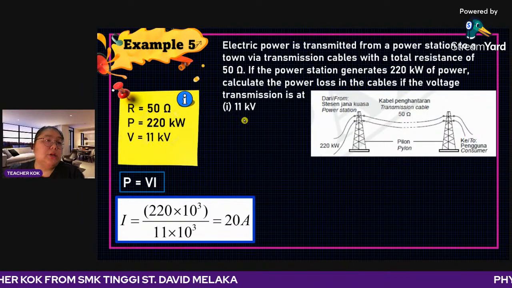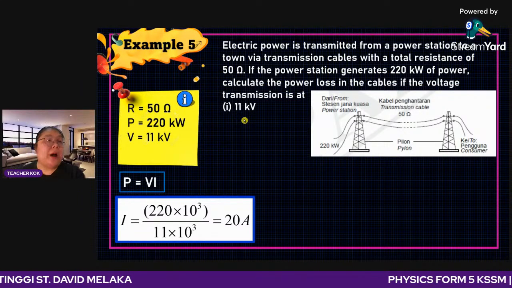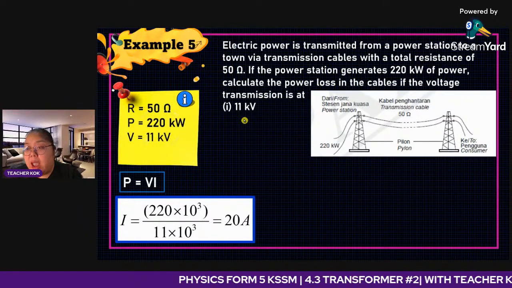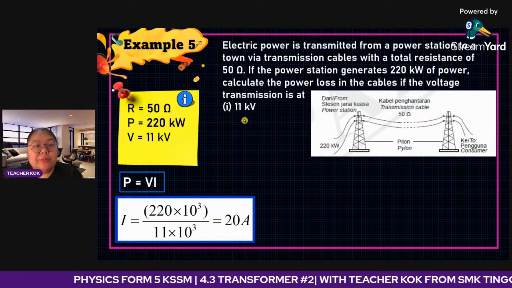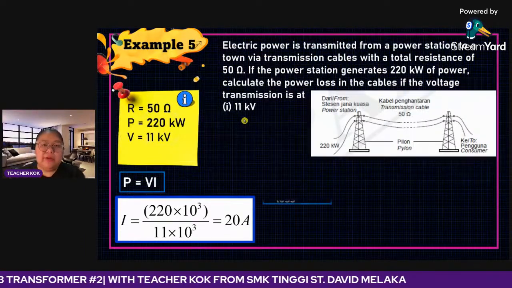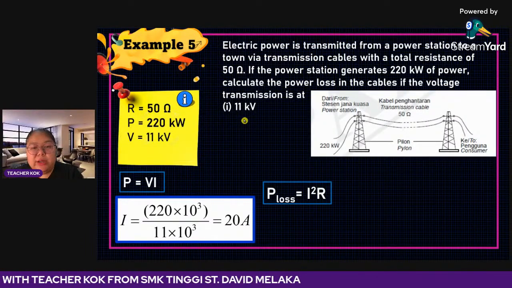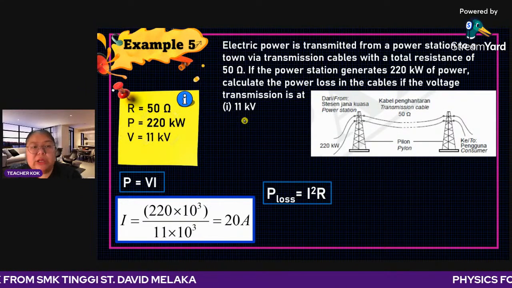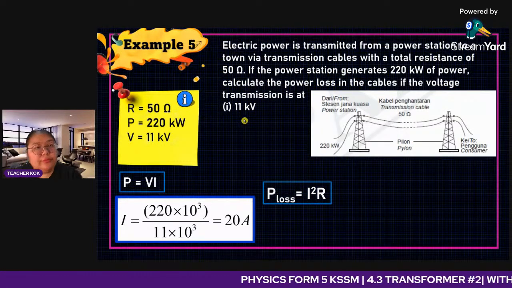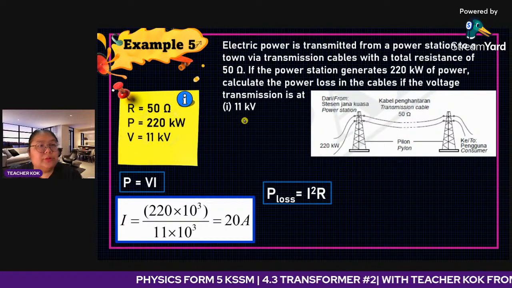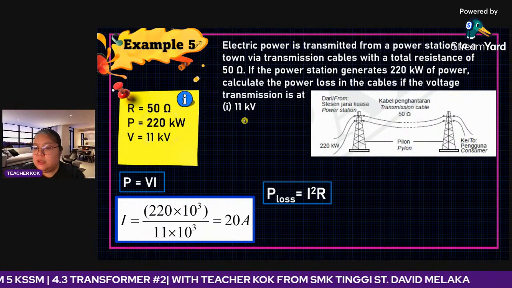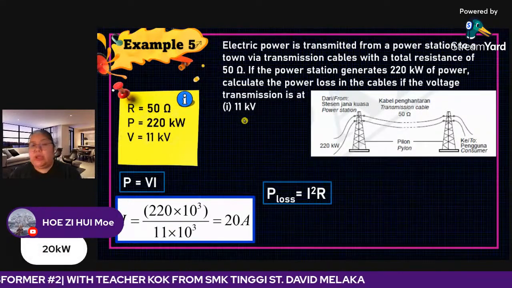Current is 20 ampere. So find the power loss for me. For power loss, you take your 20 ampere and square it. After that, you multiply by the resistor. Let's check the power loss, how many do you get? The formula for power loss. If you use 11 kilovolt, how much do you lose? 20 kilowatt. So the answer is 20 kilo.